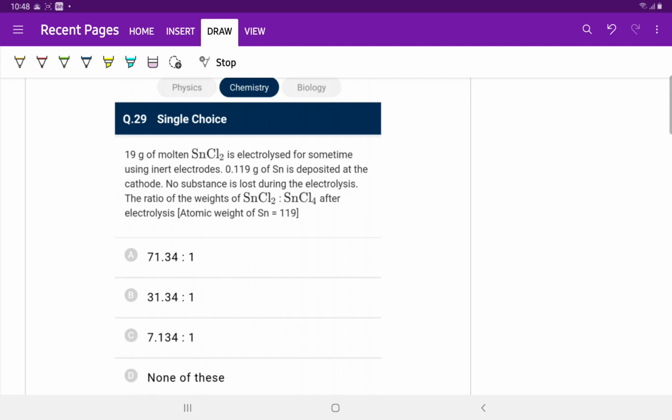For question number 29, 19 gram of molten SnCl2 is electrolyzed for some time using inert electrodes. 0.119 gram of tin is deposited at the cathode. No substance is lost during the electrolysis. Find the ratio of the weights of SnCl2 to SnCl4 after electrolysis. Atomic weight of tin is 119.